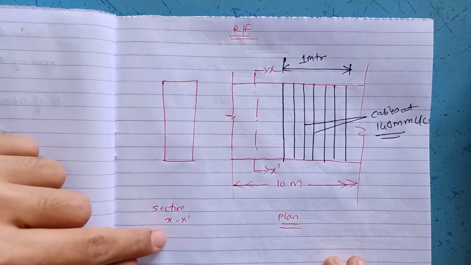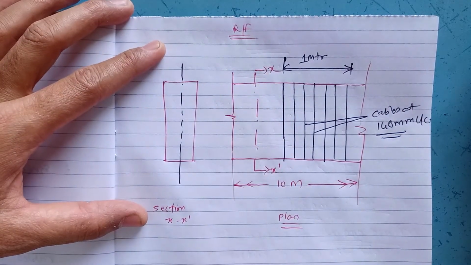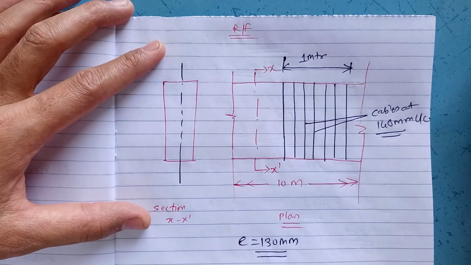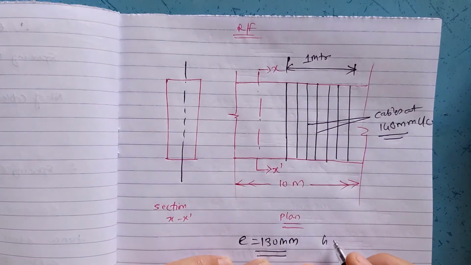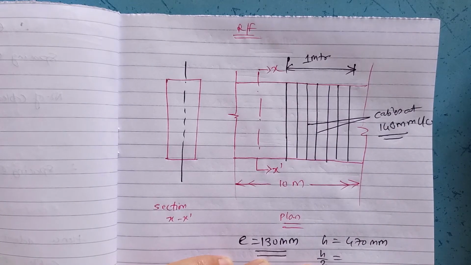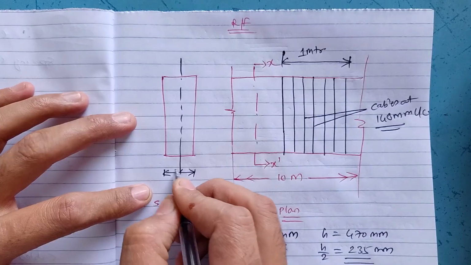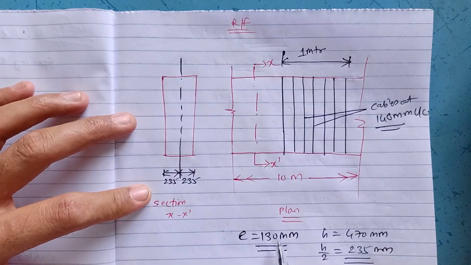Now this is the section XX, and say this is the neutral axis. Eccentricity E we have determined as 130 mm. Depth of the slab is 470 mm. Hence h by 2 will be 470 divided by 2, that is nothing but 235 mm. Hence this will be 235 mm, and eccentricity we have calculated as 130 mm.